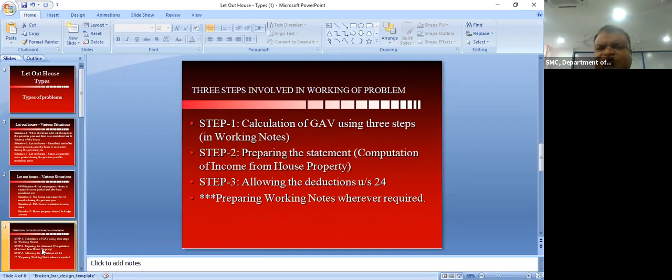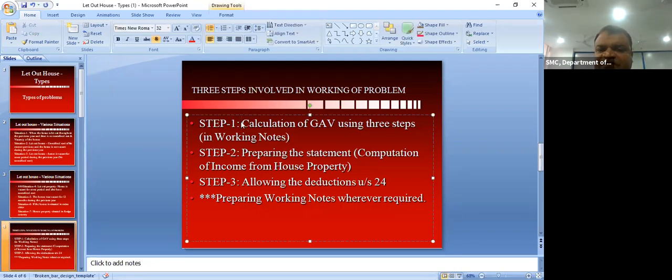There are three steps involved in solving the problem when you are calculating income from house property. For step one, first you have to calculate the GAV using the three steps in the working notes. First, you should do the working notes. So in the working notes, you have to calculate the GAV.